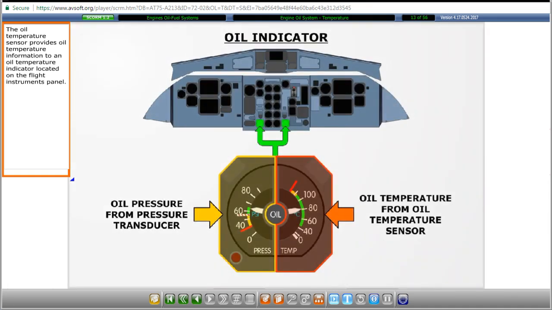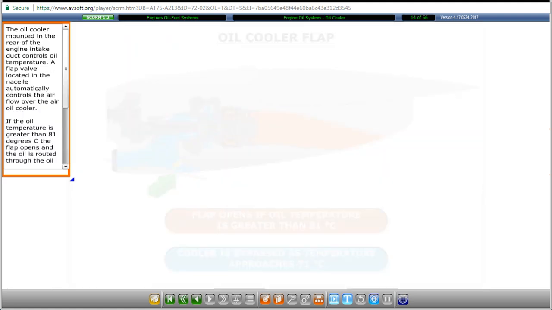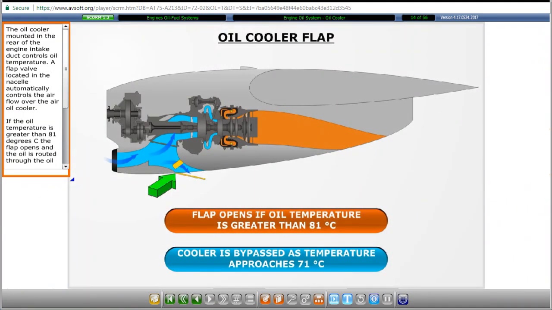The oil temperature sensor provides oil temperature information to an oil temperature indicator located on the flight instruments panel. The oil cooler mounted in the rear of the engine intake duct controls oil temperature. A flap valve located in the nacelle automatically controls the airflow over the air oil cooler.